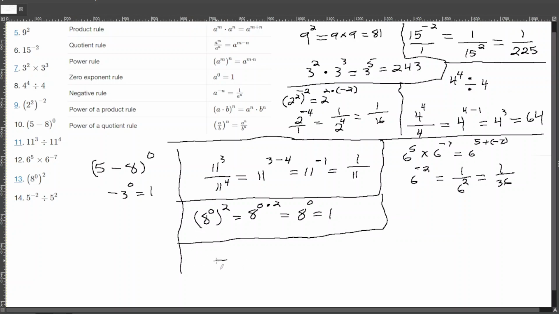Alright, and then the last one, so let's see what they gave us. So they gave us 5 to the negative 2 over 5 to the positive 2. Now again, we could just do the rule, right? We could take the top one, subtract it by the bottom. We end up with 5 to the negative 4, right? And that'll be 1 over 5 to the positive 4. Make sure I didn't do anything silly. Nope, nope. Alright. And that's going to be 25 times 25, right? Because that's 5 times 5 times 5 times 5.